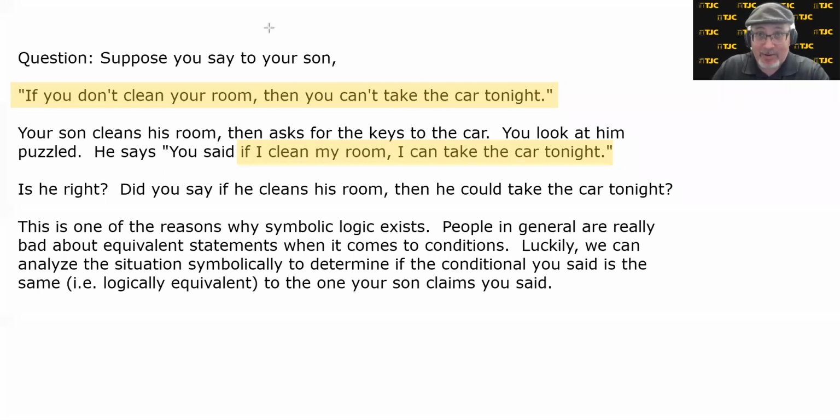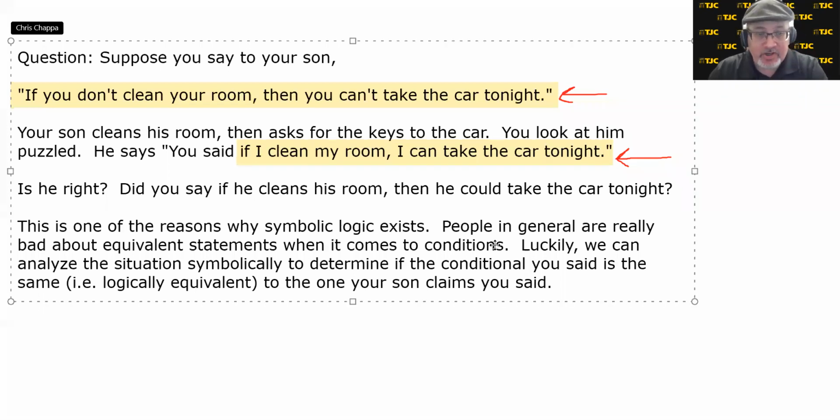Well, obviously, that's not what I said. What I said was this, and he says I said that. But you understand where I'm going with this. I said one thing, my son claims that I said another, but are those two statements really the same? This is one of the reasons why symbolic logic exists. People in general are really bad about equivalent statements when it comes to conditionals.